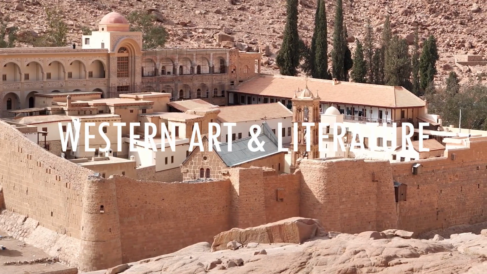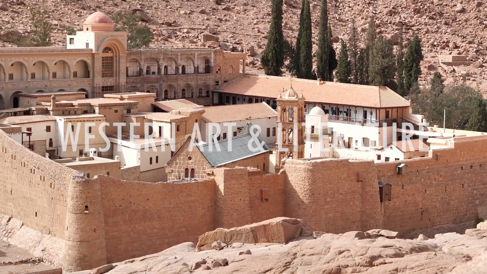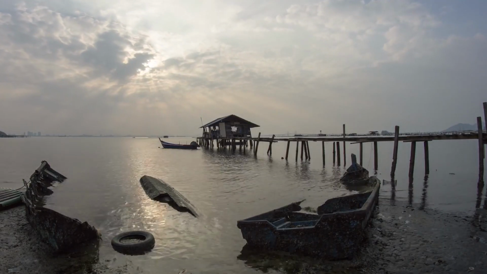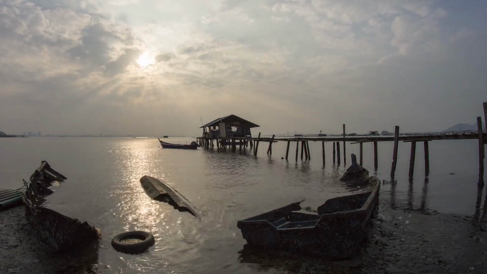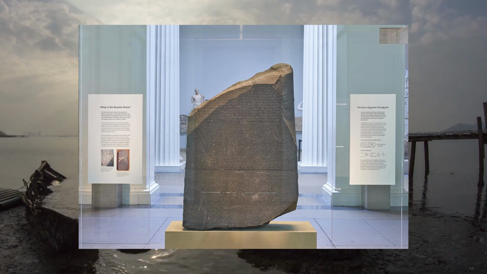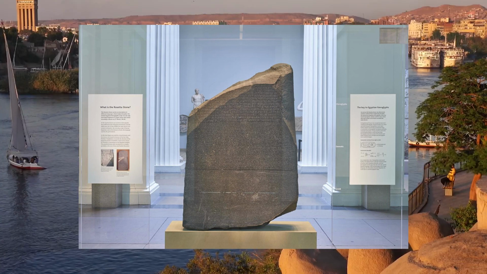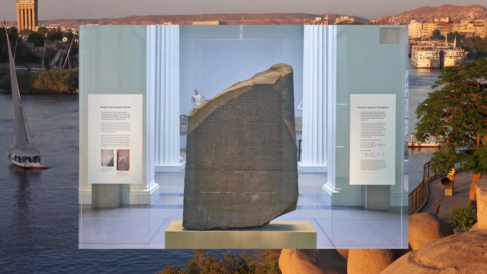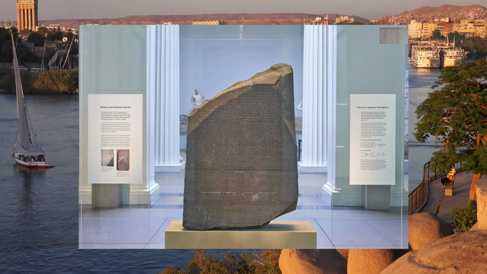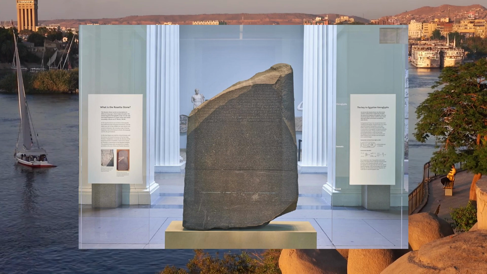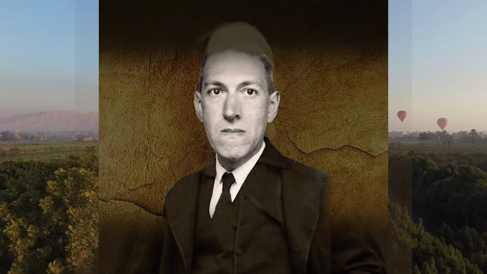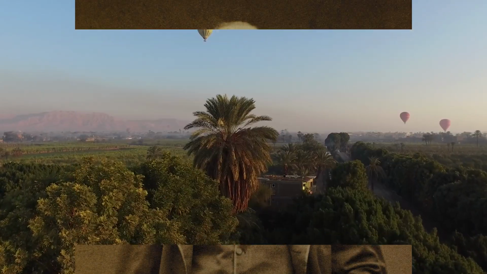2. Influence on Western art and literature. The Book of the Dead has been a source of inspiration for Western artists and writers for centuries. In the 19th century, the discovery of the Rosetta Stone, which allowed scholars to decipher ancient Egyptian hieroglyphics, sparked renewed interest in ancient Egyptian culture. This led to a surge of interest in the Book of the Dead, and many artists and writers began incorporating Egyptian themes and motifs into their work. Some notable examples include the works of Edgar Allan Poe, H.P. Lovecraft, and Gustave Flaubert.